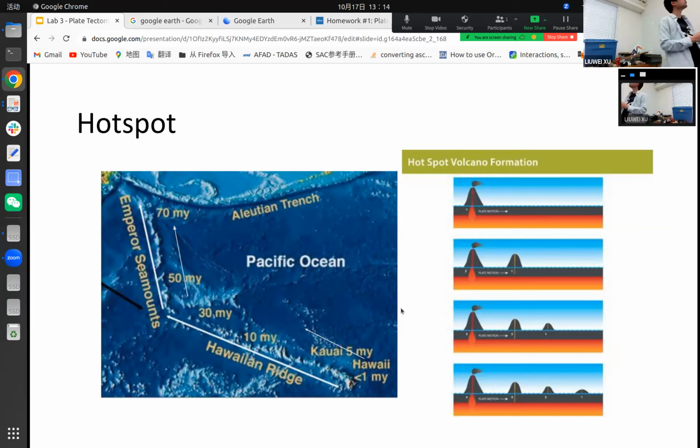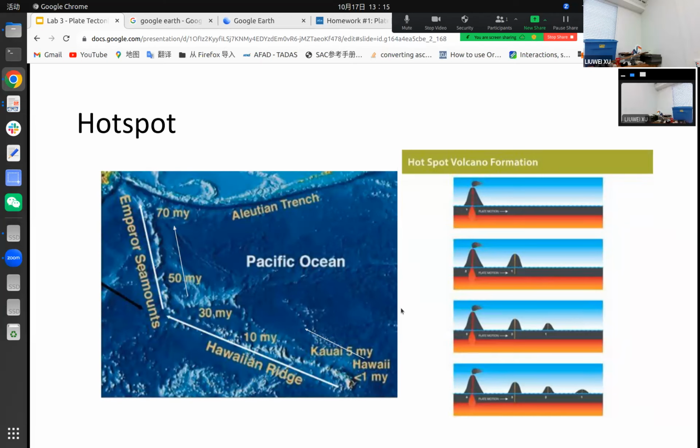A hotspot is a very special thing. Actually, it does not appear on the plate boundary. It can occur in the middle of the ocean plates. For hotspots, scientists still don't fully understand their formation. They proposed some hypotheses to explain why these hotspots appear.